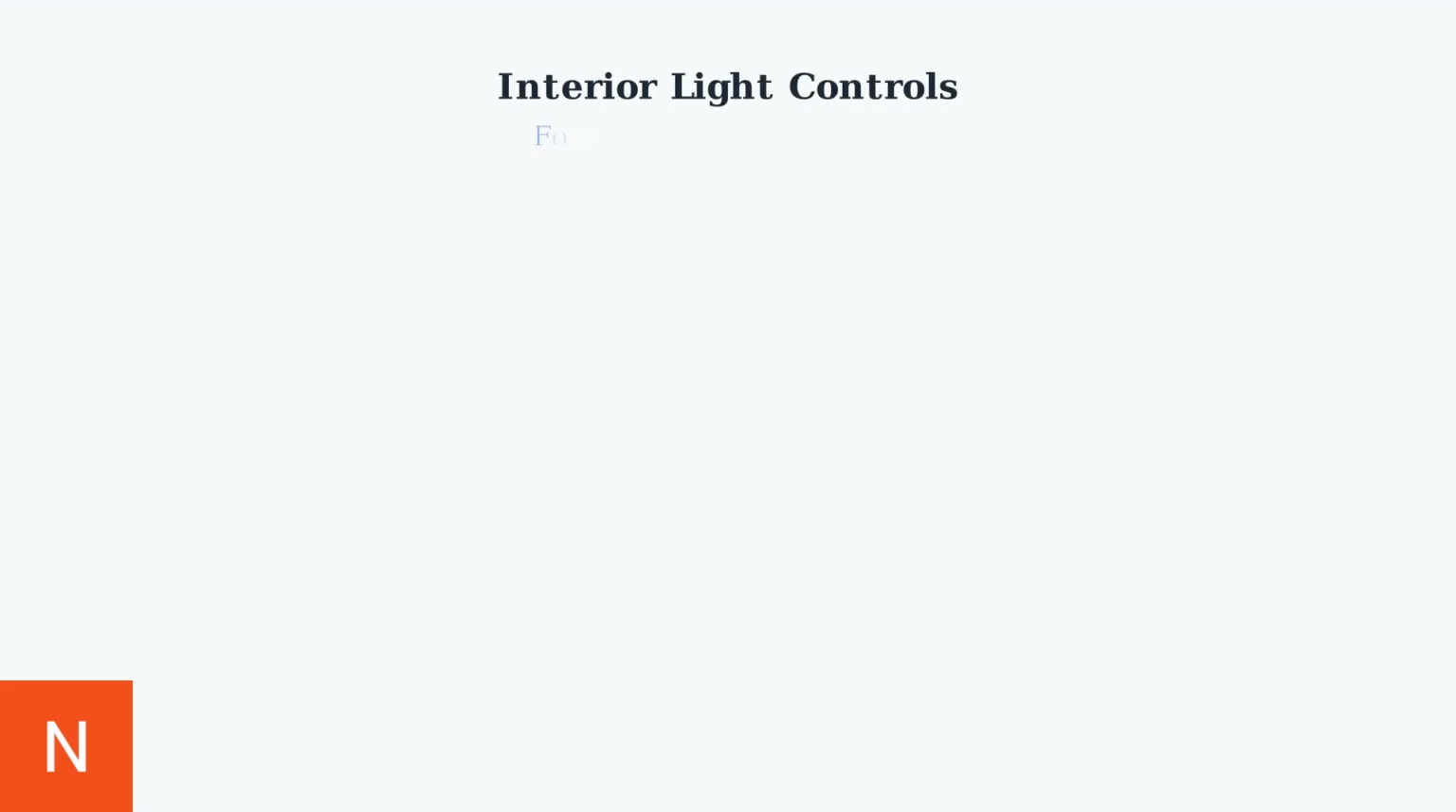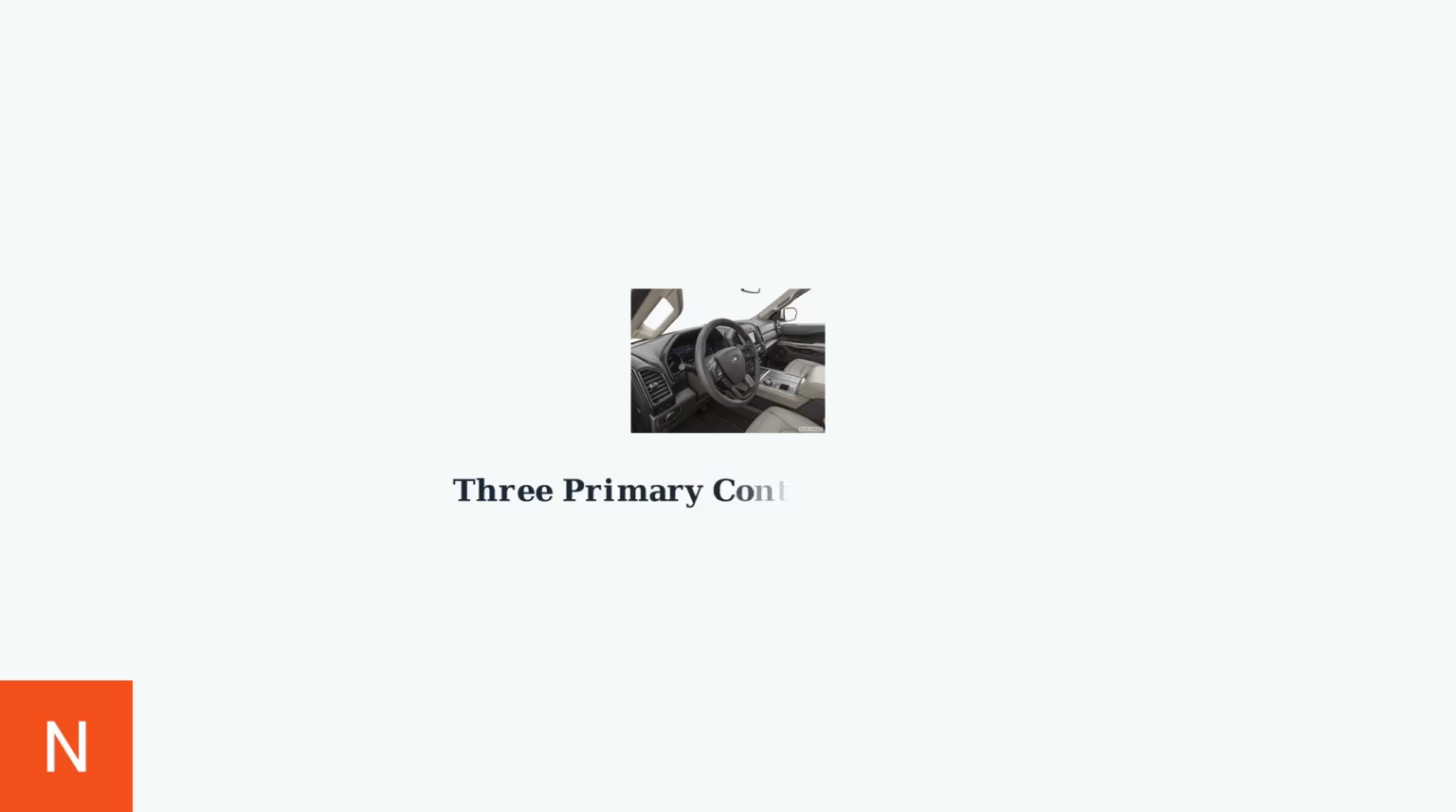Ford Expedition models from 2018 to 2025 offer multiple methods to control your interior lights. Understanding these controls helps preserve battery life and customize your lighting preferences. There are three primary ways to control your interior lights. Each method offers different levels of convenience and functionality.